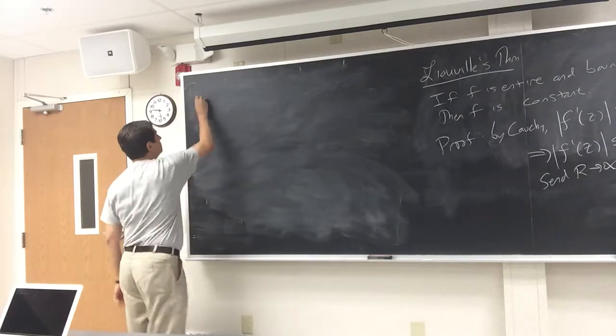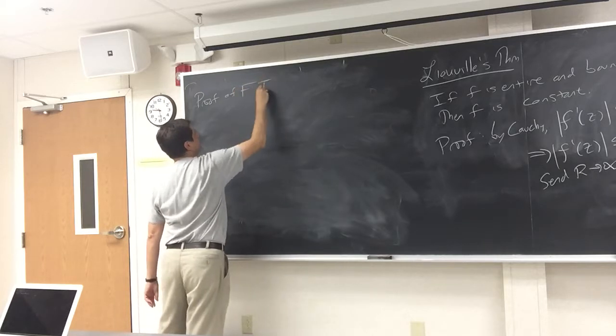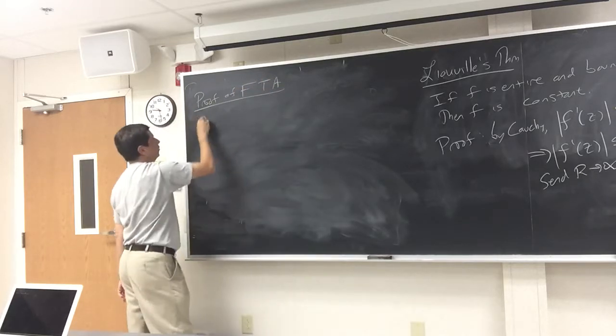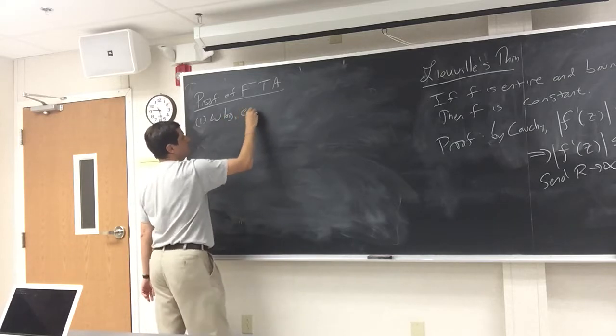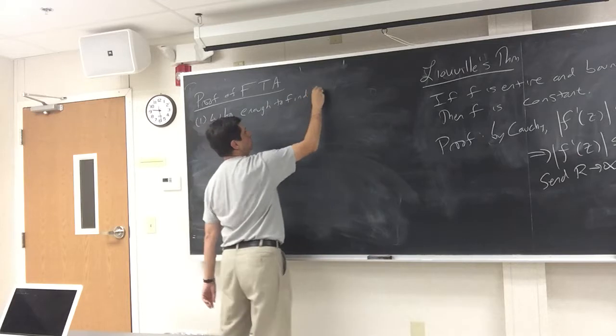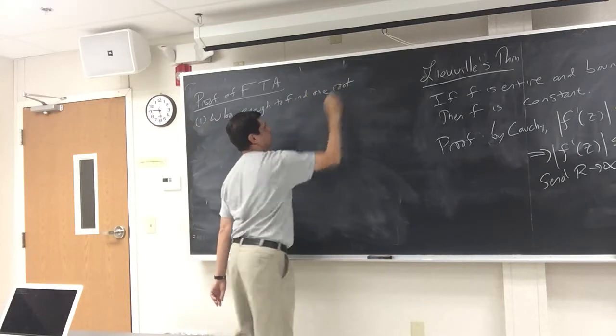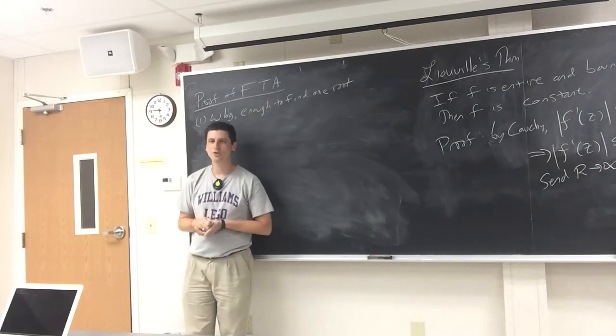All right, so proof of the fundamental theorem of algebra. 1. Without loss of generality, it's enough to find one root. If we want to, what can we assume about the constant term of our polynomial?